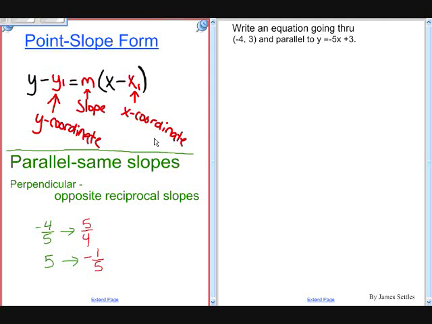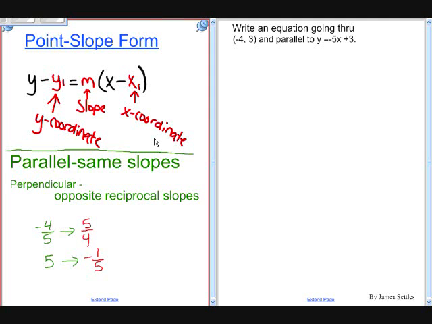Below that, we have just a slope of 5. Opposite would mean that it would have to be a negative. And 5 is technically 5 over 1. So if we were to flip 5 over 1, it would become 1 over 5. So the opposite reciprocal of 5 would be a negative 1 over 5.